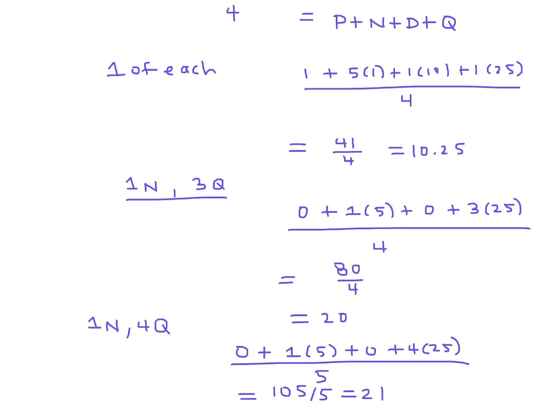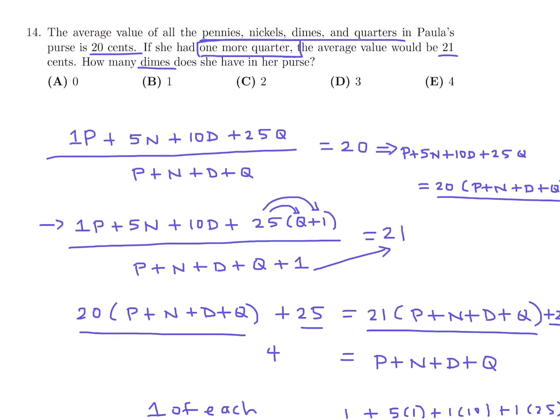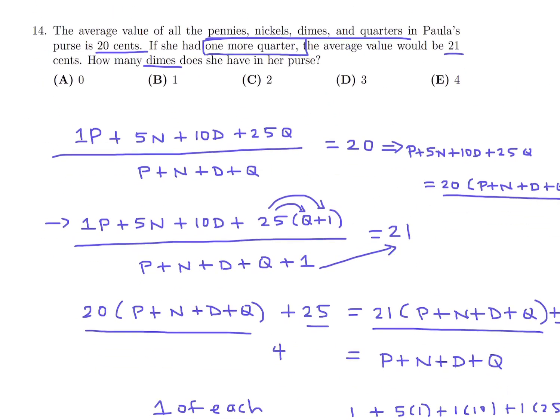So we have 1 nickel and 3 quarters, and then if you add 1 more quarter, we get 1 nickel and 4 quarters. So what is the question asking? How many dimes does she have in her purse? Well, she has 0. She doesn't have any dimes. So number 14, the answer is A.